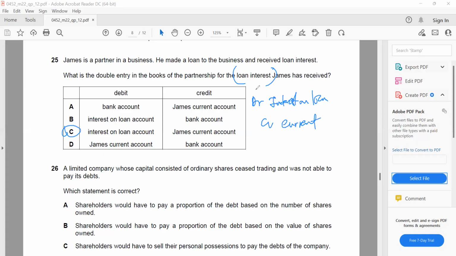What is the double entry in the books for the loan interest James has received? Oh, sorry, it says received. That means we already paid it. When we pay it, we have to use the bank to pay it. So the answer should be B. If the loan interest had not been paid, then we would credit the current account. So the answer should be B.